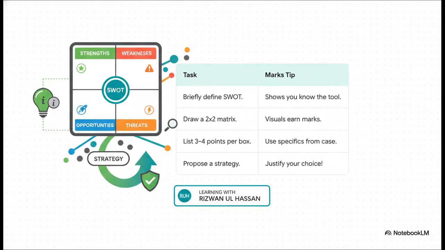So here it is, your four-step plan. Number 1, give a quick definition of the tool. 2, draw the matrix. I'm serious. Don't just write about it, actually show it. Visuals earn easy marks. 3, fill it up with specific details from the case study. And 4, make your recommendation and, this is key, justify why it's the best choice based on your analysis.